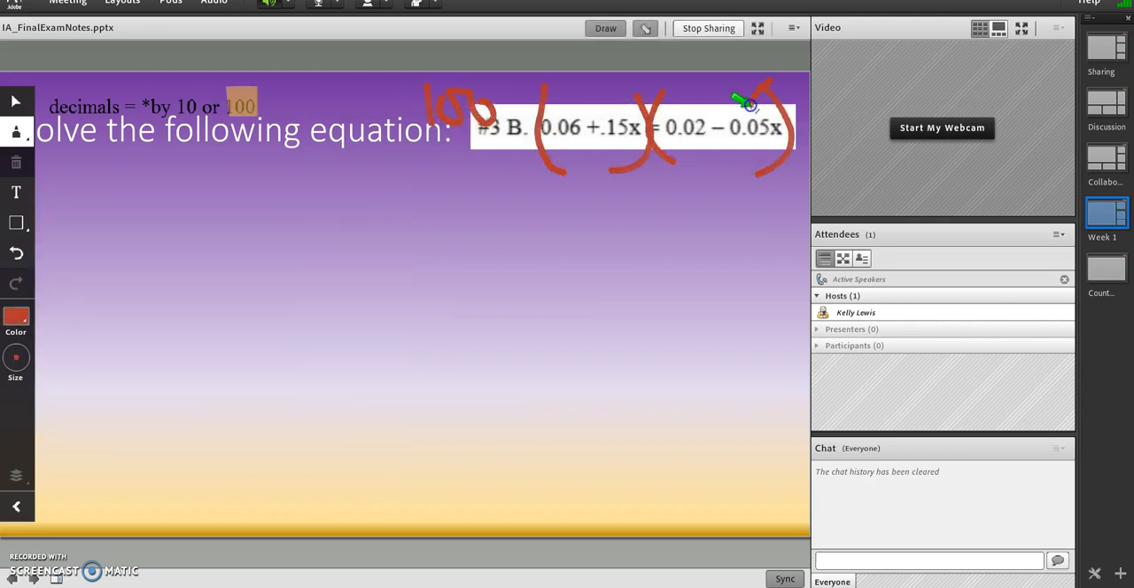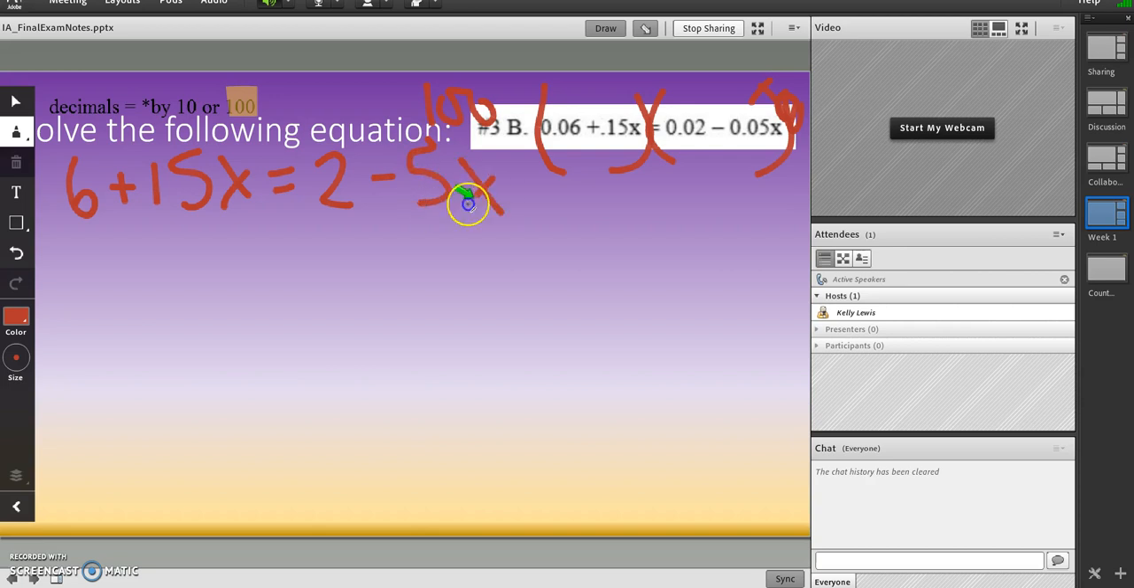And when I do that, I'm going to get rid of that decimal because I don't want to deal with that decimal. So 100 times 0.006 is 6. 100 times 0.15 is 15. 100 times 0.02 is 2. And 100 times 0.05 is just 5.